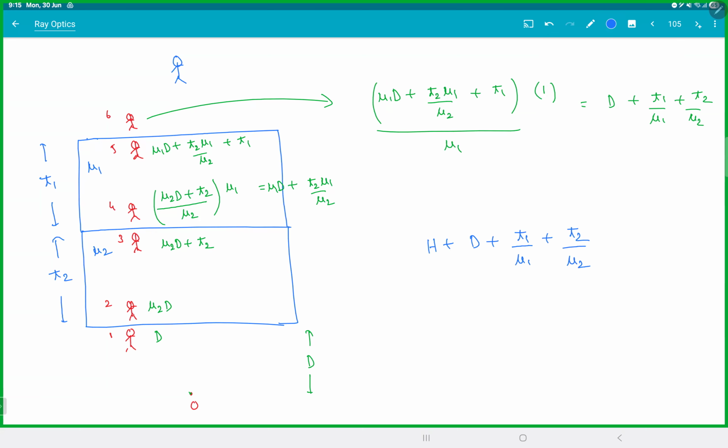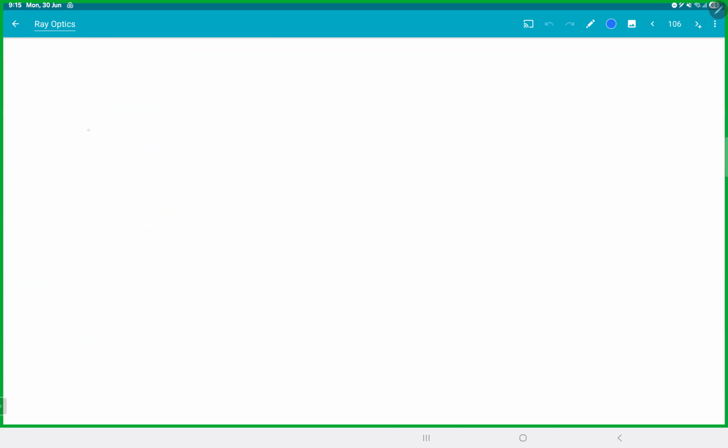You must have noticed a sequence. That means even if you have 3 slabs, I'll get something similar like this. So everyone got what we did? Lengthy, but yeah, this is how we do. So you can put on this thing. This is a more general result.